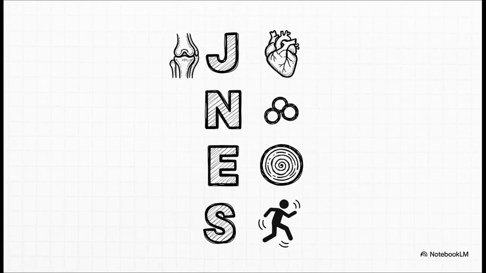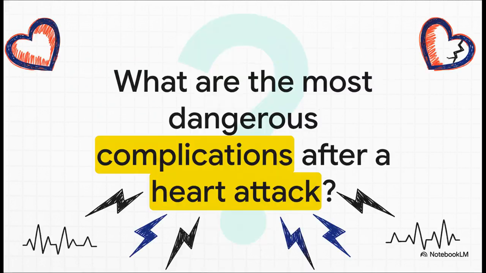And that name is Jones. J is for joints, O is for carditis, and you can just picture the O as the shape of a heart, which is perfect. N is for nodules you can feel under the skin. E is for erythema marginatum, which is a specific rash, and S is for Sydenham's chorea. It's such a simple and powerful tool for diagnosis.